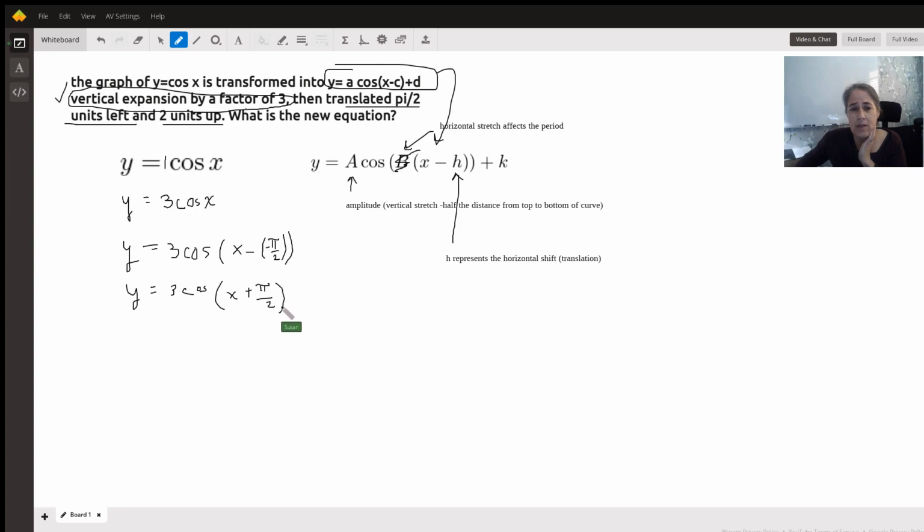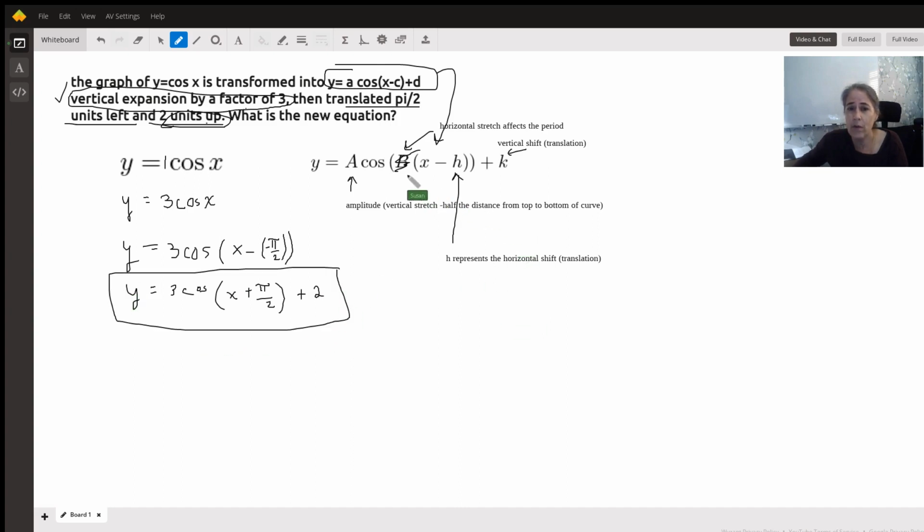The last change you're looking at is a vertical shift of 2 units up. That's what K is. K represents a vertical shift, or translation. It has a plus there, so we're just going to keep the sign, whatever it is, and it's up 2. And there we go. That is our answer.